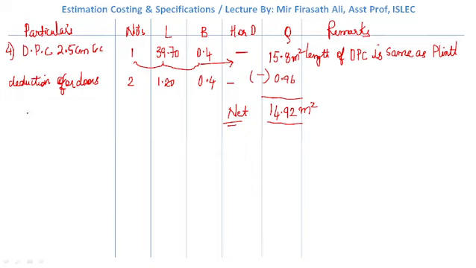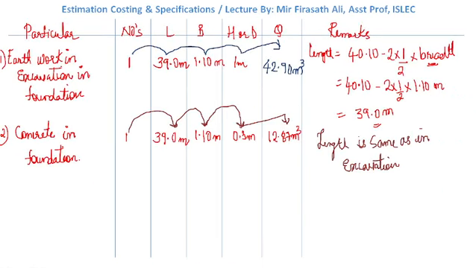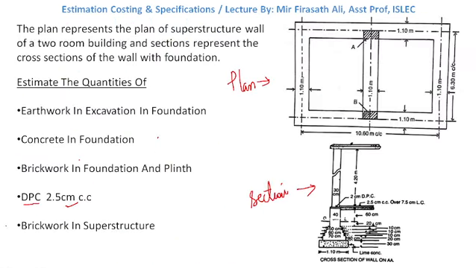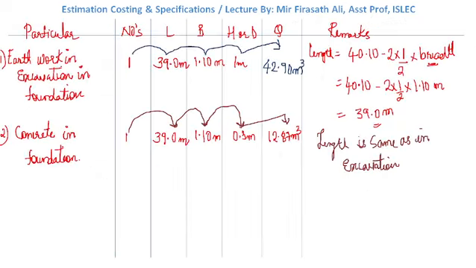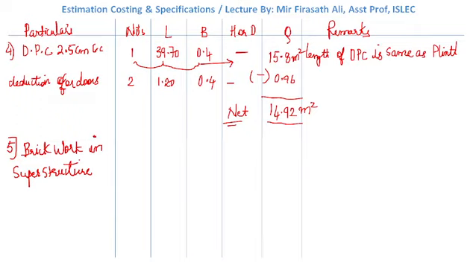Next, after determining this DPC, our 5th step is to determine brickwork in superstructure. As you can see in the question, we need to find 5 things. First, earthwork in excavation, concrete in foundation. Second one was brickwork in foundation and plinth. 4th one was DPC, and 5th work is brickwork in superstructure. So, this is our final 5th step, to determine the brickwork in superstructure.